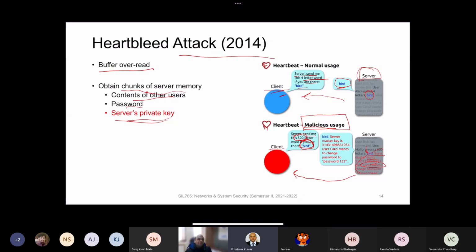Okay, so we concluded our last session with a discussion about the Heartbleed attack. Any questions related to what we discussed in the last class?